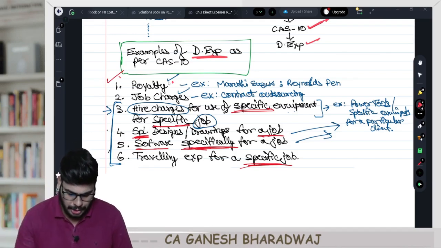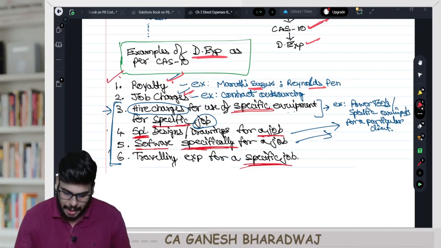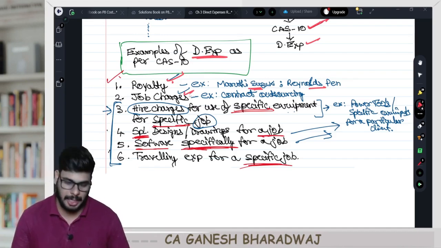Clear with this. First, royalty payment. Just an example I gave you, the Maruti Suzuki and Renault's pen example also I gave you. Next, job charges. What do you mean by job charges?